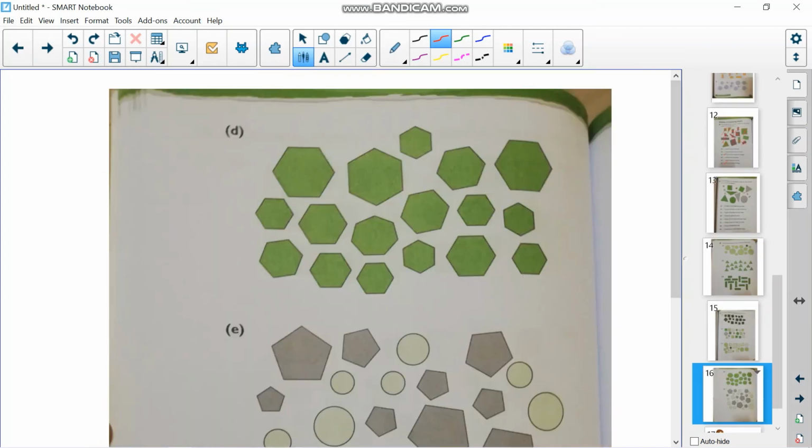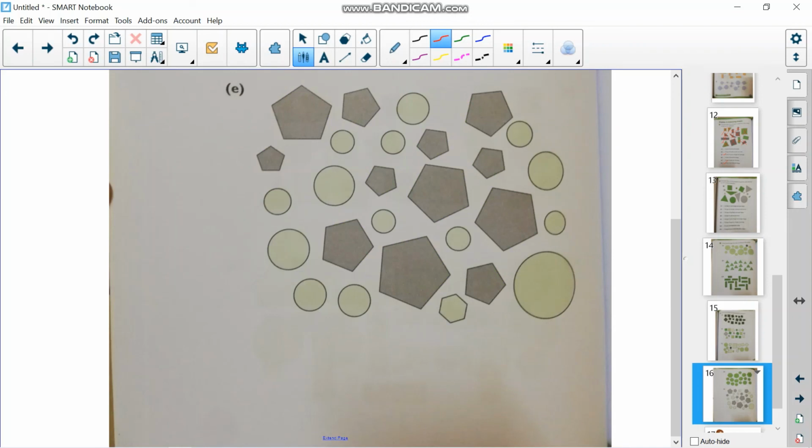For letter D, it's according to the number of sides. So you have to count the number of sides of every shape. For letter E, there are 2 classifications. Number 1 is the type of the shape. And the second one is the number of sides. So which does not belong in those 2 classifications, you have to cross it out.